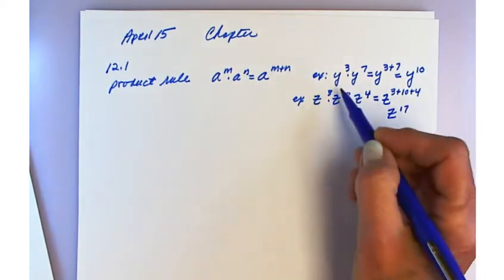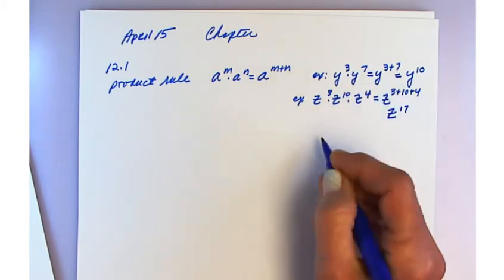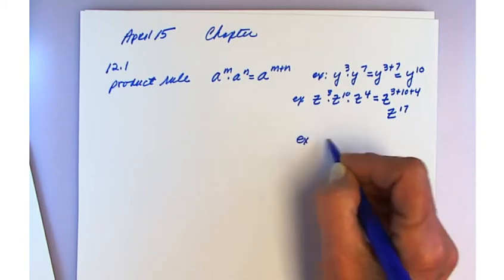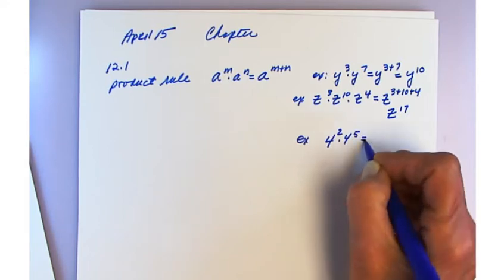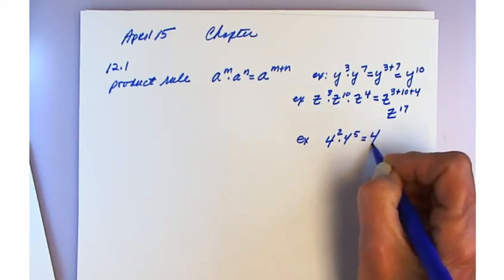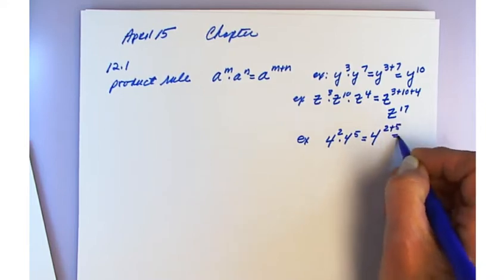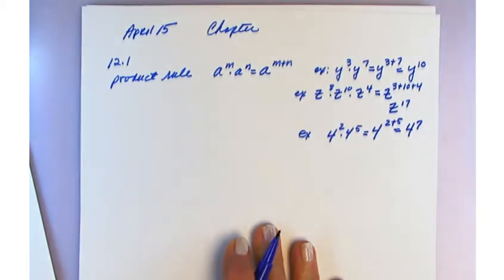Now notice these bases were variables, but our base can also be a constant. 4 squared times 4 to the 5. I do not ever change the base. I'm going to add the exponents, and I'm going to get 4 to the 7.